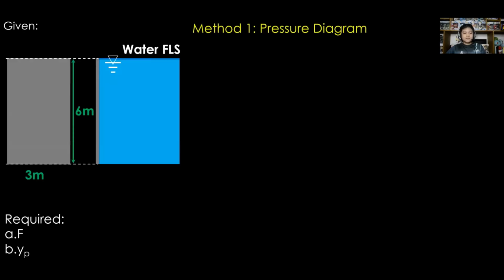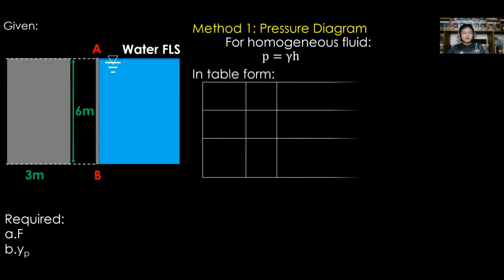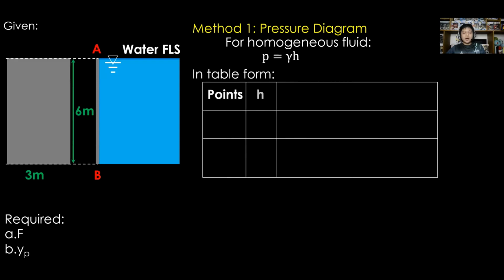For method 1, that is the pressure diagram. Assign points A and B at the top and bottom of the submerged surface. For homogeneous fluid, again use P, or the equation of pressure, as gamma times height. Presenting in table form, identify points, H and P. For points, we have A and B. For H, that is measured from the free liquid surface. At A, H is equal to 0. At B, H is equal to 6 meters.